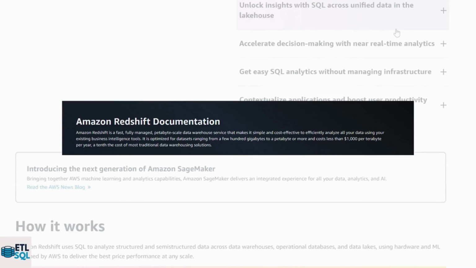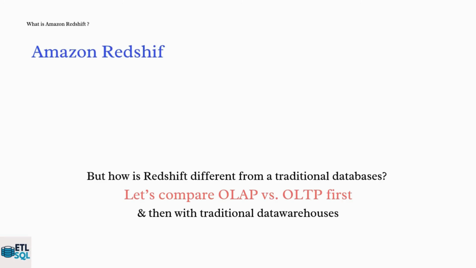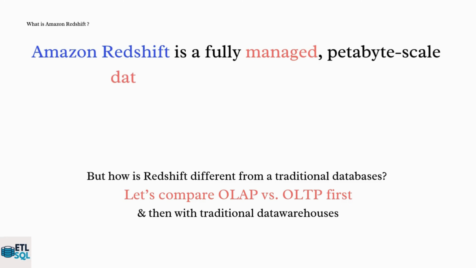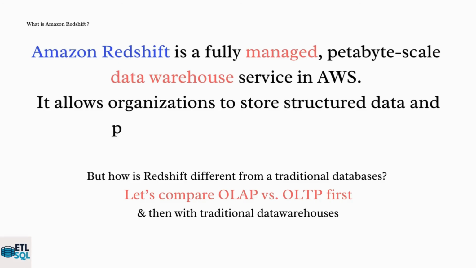So what is Amazon Redshift? Amazon Redshift is a fully managed petabyte scale data warehouse service in AWS. It allows organizations to store data and perform fast queries using SQL. So just remember, it's a managed data warehouse and you use SQL for your analytics needs.